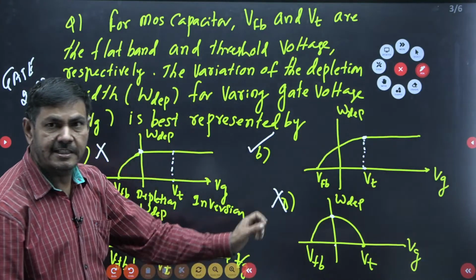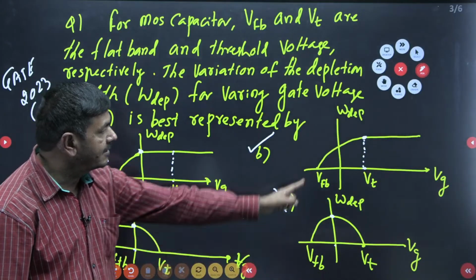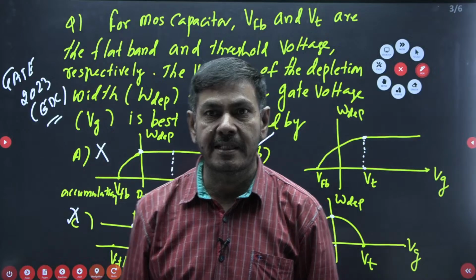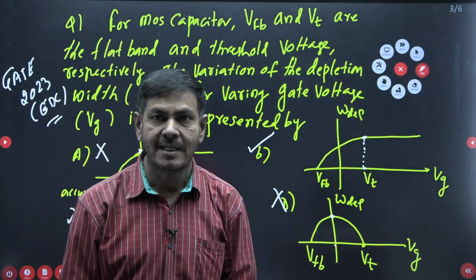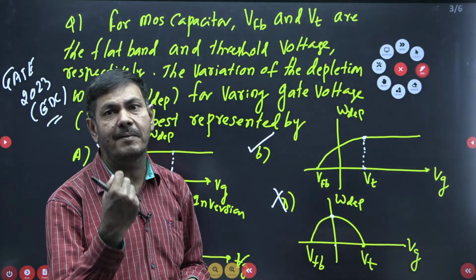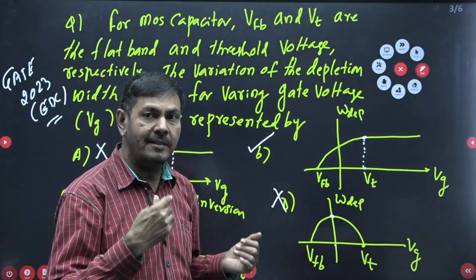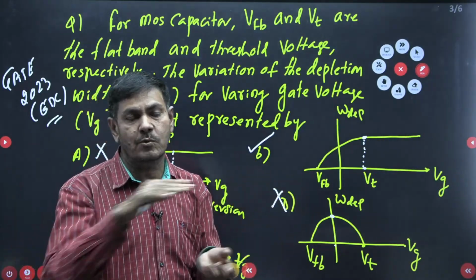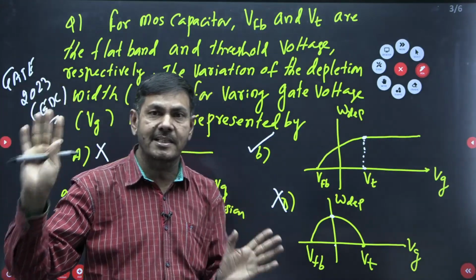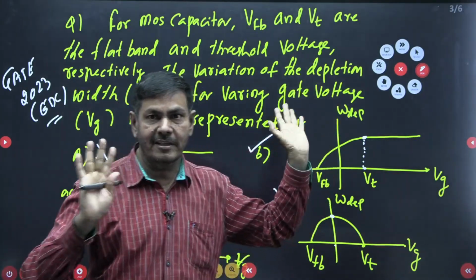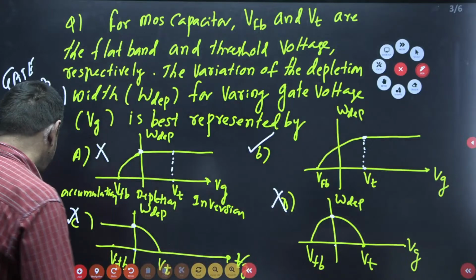Incorrect. Finally, which option is correct? Option B is correct. When gate potential is maintained as a threshold voltage, we are going to get the W suffix DEP of maximum only. But after that, even if you increase the gate potential, the variation is not possible. That is going to remain constant only. That is according to the MOSFET. We can't go more than that level. Understand? Yes, we can go to the next question.